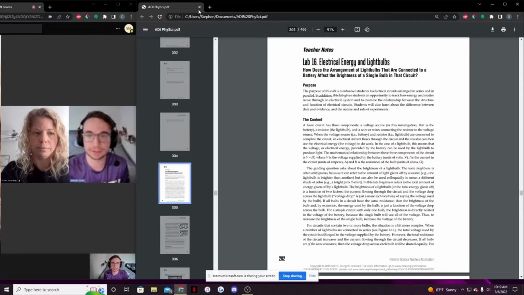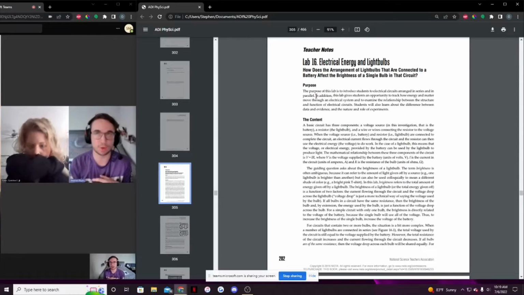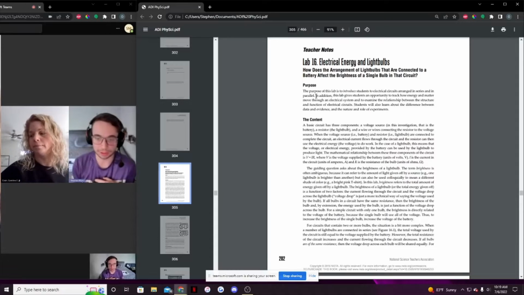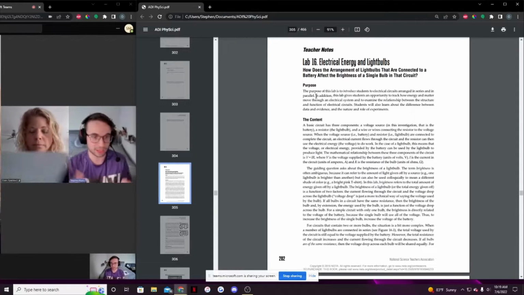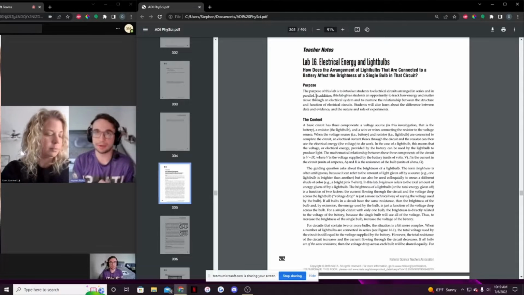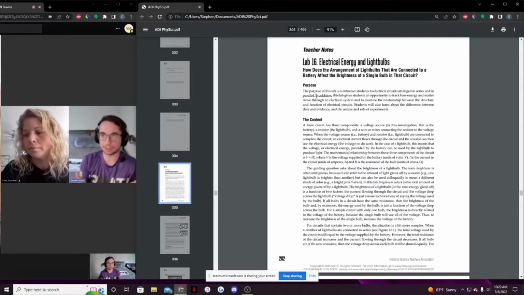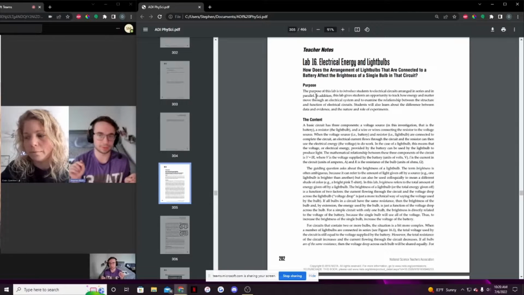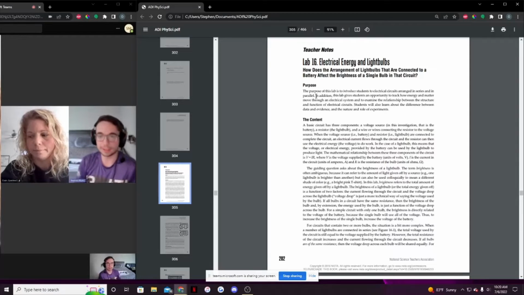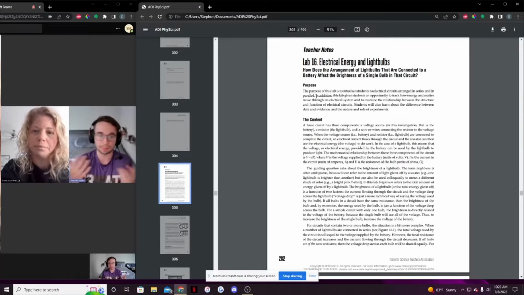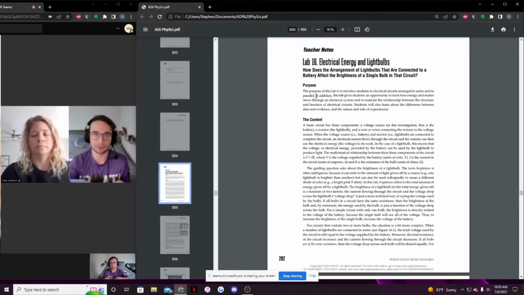So the purpose of this lab is to introduce students to electrical circuits arranged in series and in parallel. If you didn't know, there's two ways that you can wire anything electrically. Series means that you have a direct connection to the battery, and any components that you have in the circuit, the current has to run through everything in a series. And then in parallel, everything is connected directly to the battery itself. So it's like you have the battery wired to this and the battery wired to that. And so the current has multiple different paths that it can flow through, or it can flow parallel to each other.